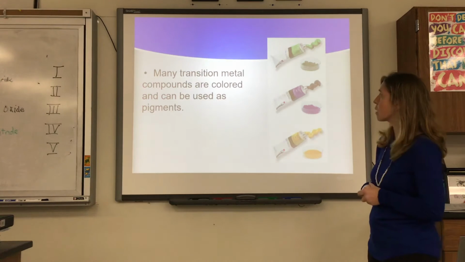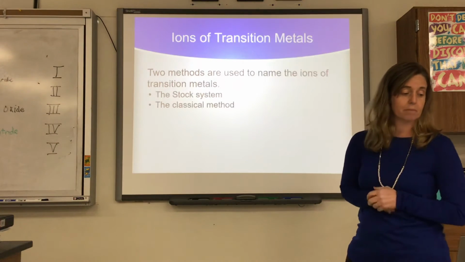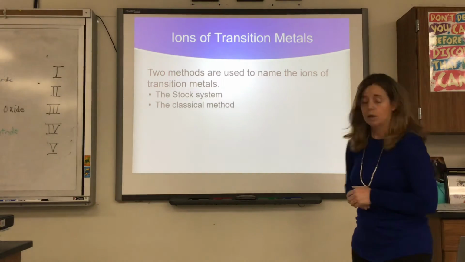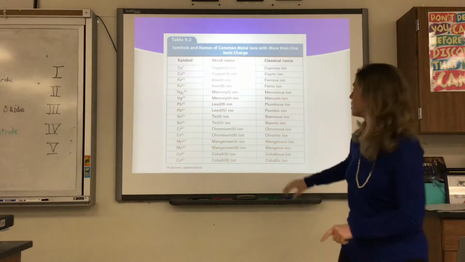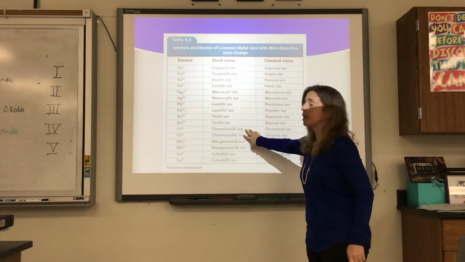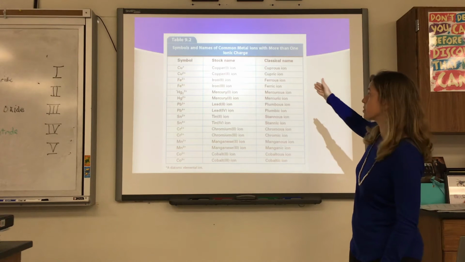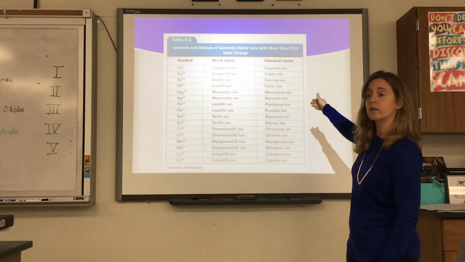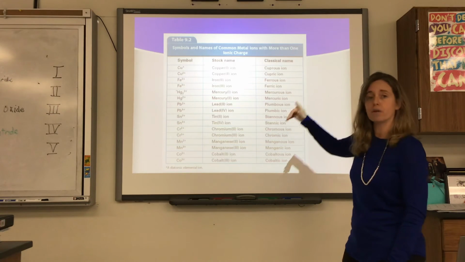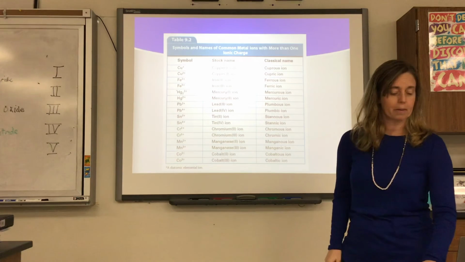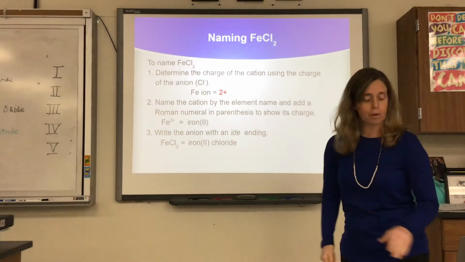Many transition metal compounds are colored and can be used as pigments when painting. Okay? Now, let me skip on through here. Okay, that's the stock system. This is the way we name them. This used to be the older method. For example, copper 1 was cuprous, copper 2 was cupric. So the lower number gets the -ous, the higher number gets the -ic ending. Okay? All right. So that's how you'll name, okay?